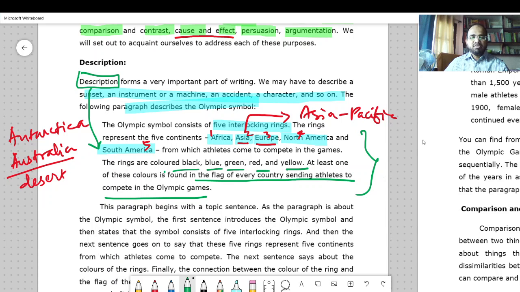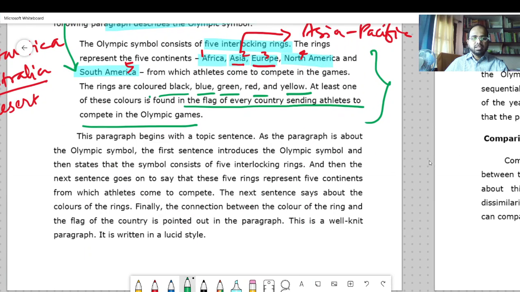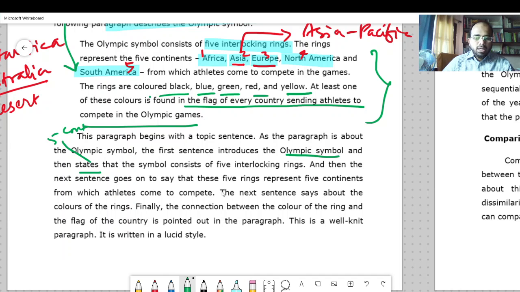Right? This paragraph begins with a topic sentence. As the paragraph is about the Olympic symbol, the first sentence introduces the Olympic symbol, and then it states that the symbol consists of 5 interlinked rings. So the symbol is first described, then states. States means the 5 continents that we have mentioned above. Then the next sentence says that the 5 rings represent the 5 continents from which athletes come to compete. The next sentence talks about the color of the rings. Finally, the connection between the color of the rings and the flag of the country is pointed out.